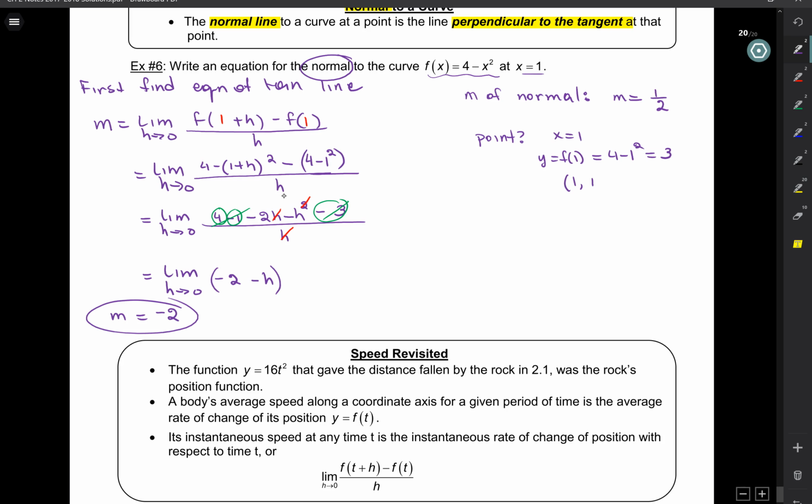Wait, how did you know that y equals f of 1? Because the point has an x and a y coordinate. If I'm given the x coordinate and I know the function, I can plug it in and get the y coordinate.